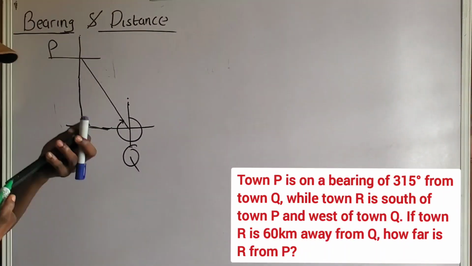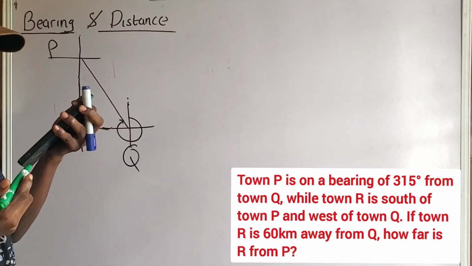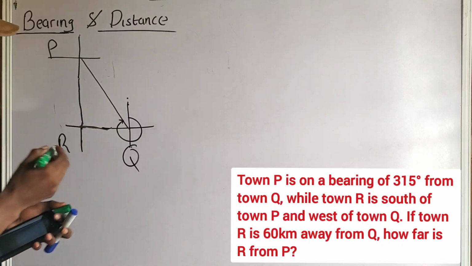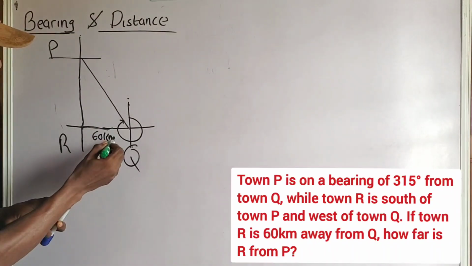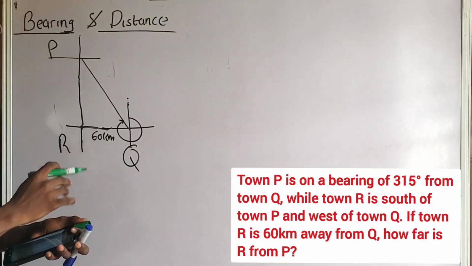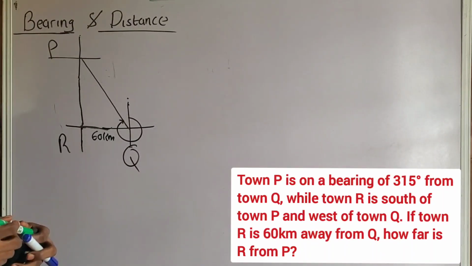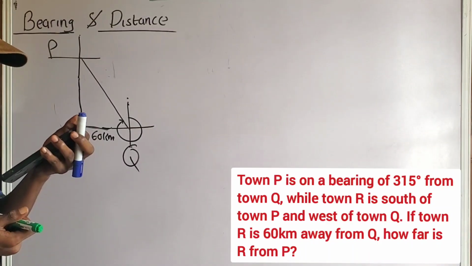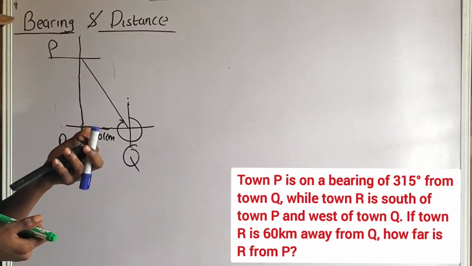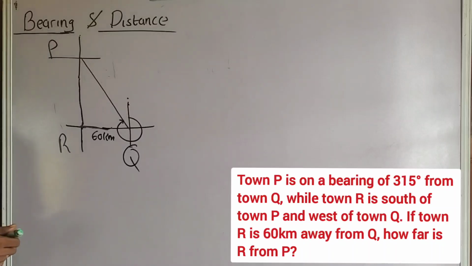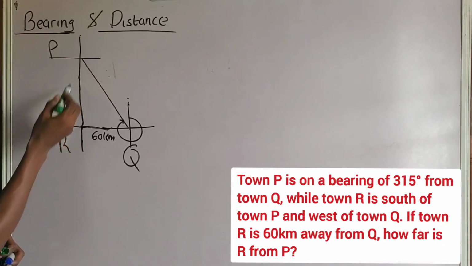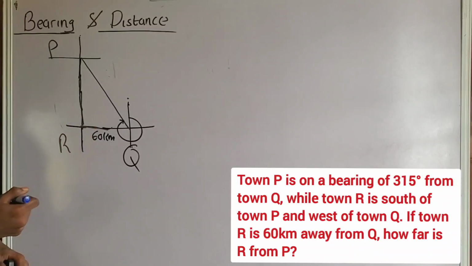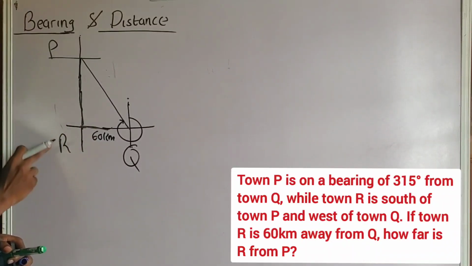Do you understand? Okay. We are given that town R is 60 kilometers away from Q. So this is 60 kilometers. That is, the distance between R and Q is 60 kilometers. Are you getting it? Okay. How far is R from P? Do you know what you are looking for now? You are looking for this distance, the distance between R and P.